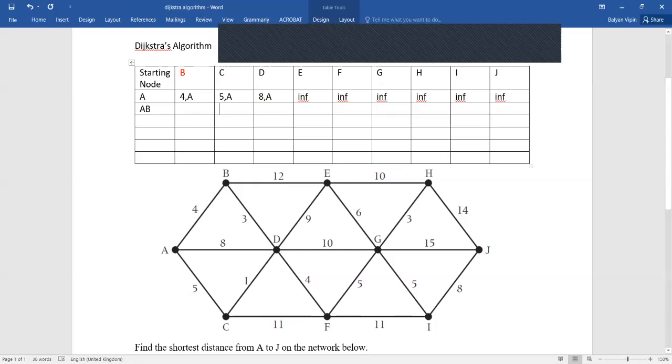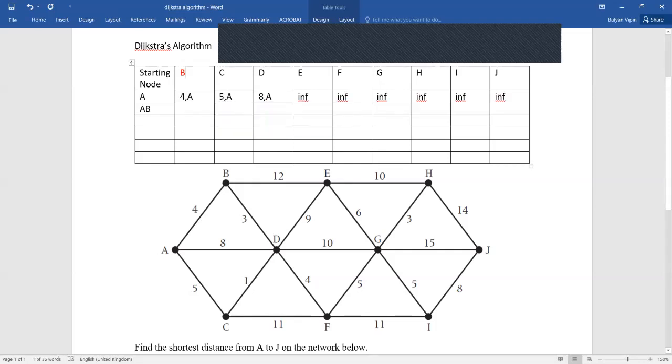Now, look at all the nodes which are connected to B. So B is connected to D, and the cost of it is... B is not connected to C. The first thing is that there is no change in the cost function and the route function of C.